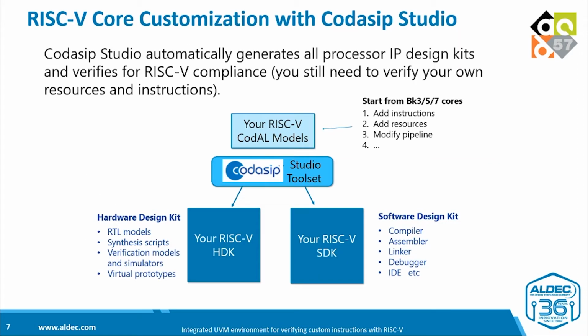So if you wanted to modify a Codasip RISC-V core, your starting point would be one of the existing cores, which would be BK3, 5, or 7. You would probably want to add instructions, potentially add some other resources such as registers, and in an extreme case, you might want to modify the pipeline. After this, you'll automatically generate a software design kit consisting of a compiler, assembler, linker, debugger, IDE, etc., and a hardware design kit consisting of RTL models, synthesis scripts, verification models, and virtual prototypes.